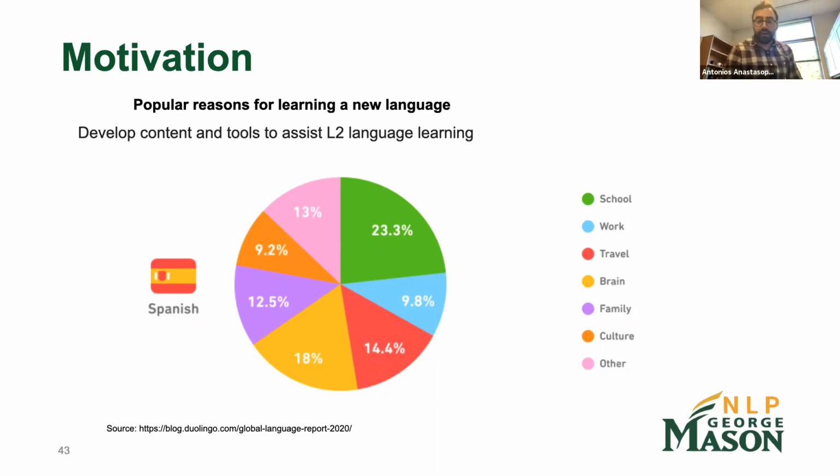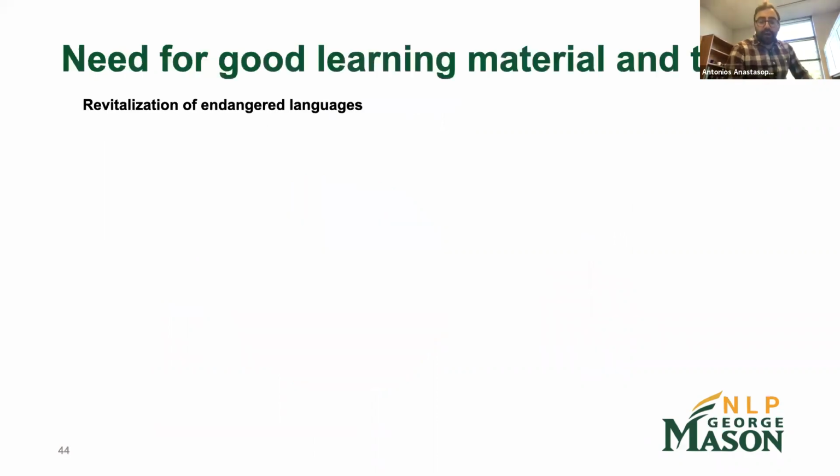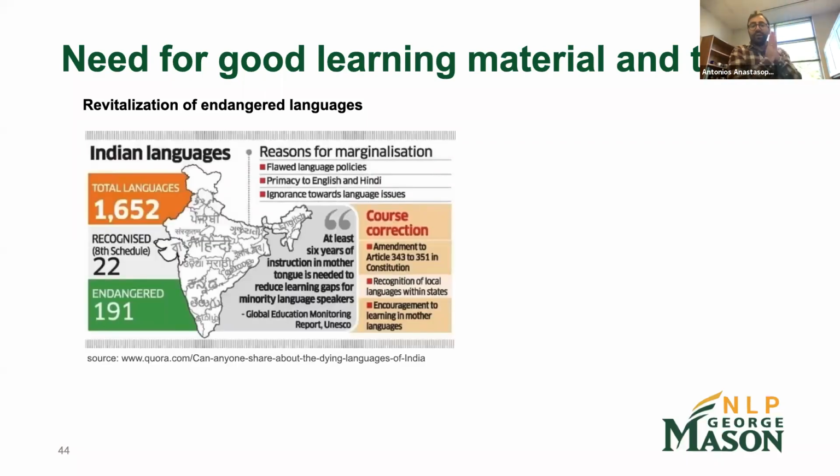At the same time, another motivation for this work is the ongoing efforts for the revitalization of endangered languages. As you may know, there are hundreds of languages that are endangered. For example, a UNESCO report in India identifies that a major reason for this is the primacy given to English and Hindi as the medium of instruction in schools, completely ignoring all the other local and native languages, except maybe for Tamil in Tamil Nadu.